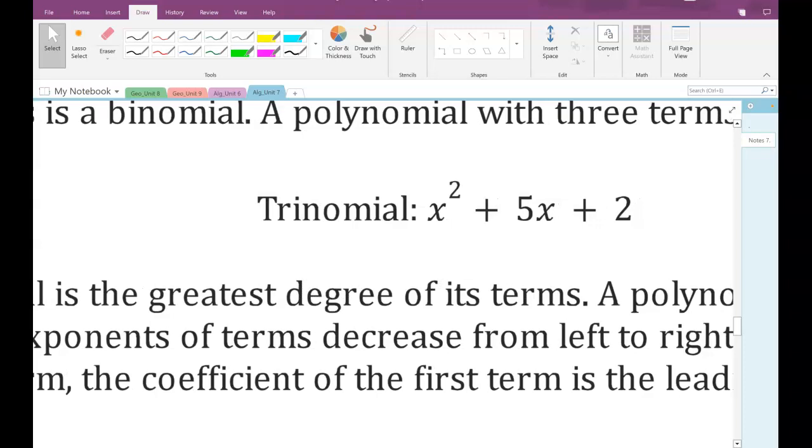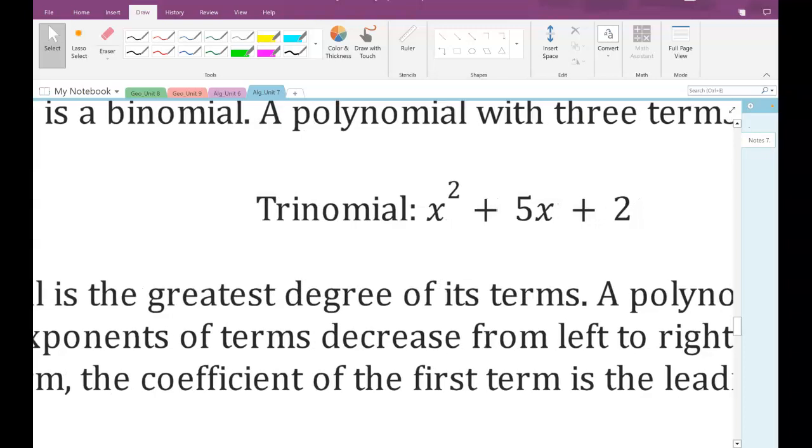Looking at the trinomial, now we have three terms. Tri for like tricycle, triangle meaning 3. X squared is a monomial by itself. 5x is a monomial by itself. 2 is a monomial by itself. But when we take it all together, we get a polynomial. And then if you kind of want to be more specific, you could say a trinomial.